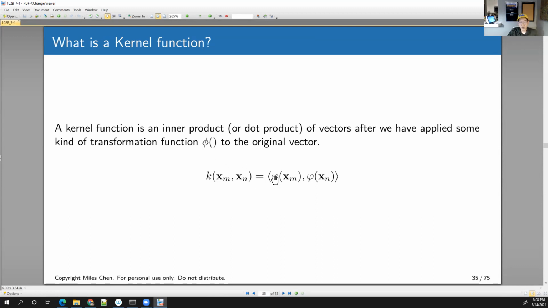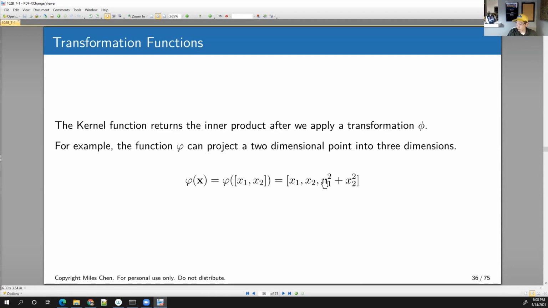But you apply some kind of transformation function phi that's going to take your vector xm and turn it into another vector. You take another vector xn and you turn it into another vector. And then you're going to take the inner product, or the dot product, between those two transformed vectors. Okay, so here's one example. This is just an example. There are lots of different possible transformation functions.